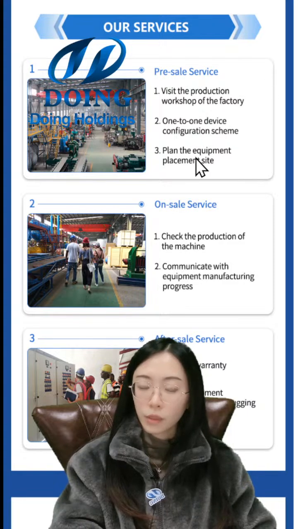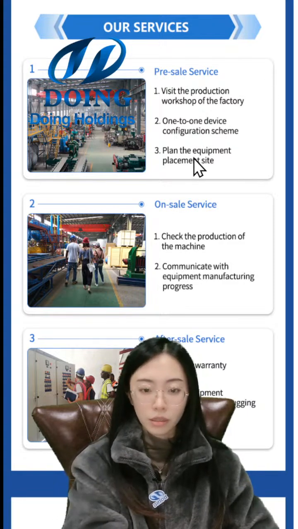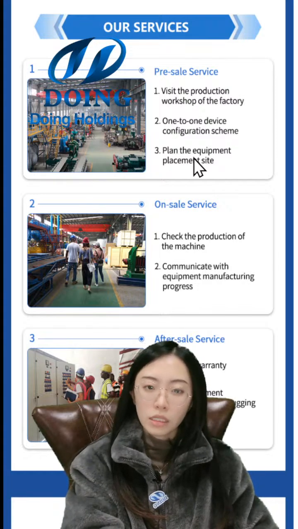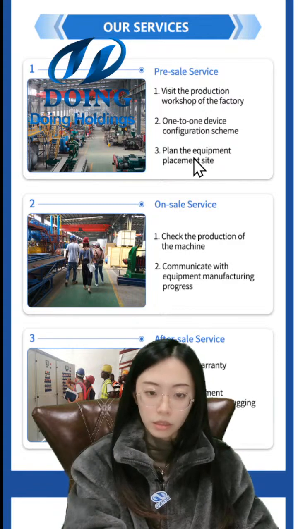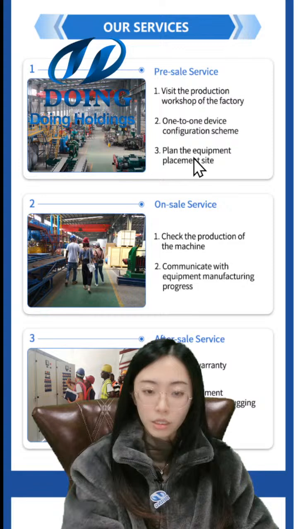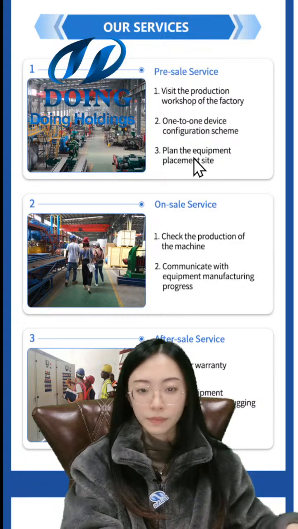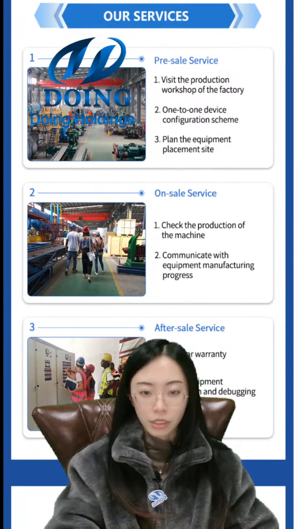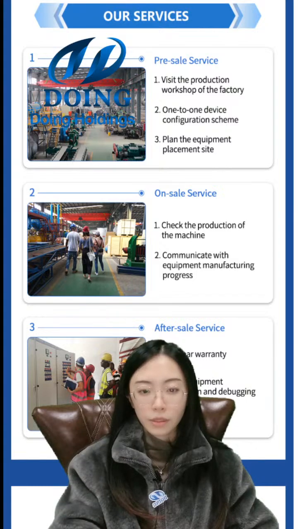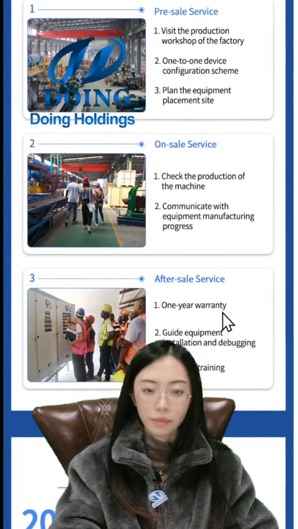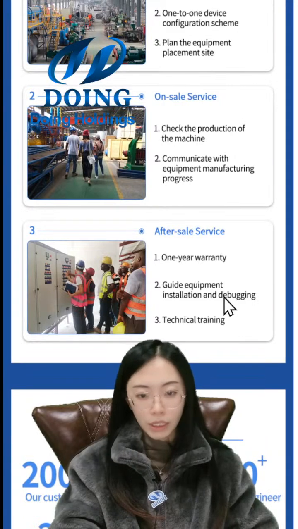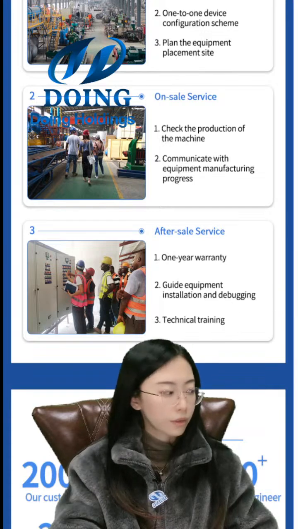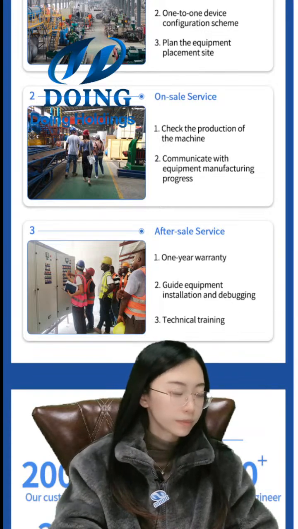And for the plan of the placement site, we have another engineering team to give you this service. You can send the view pictures of your workshop, and we can give you the placement site and underground site plan. For the on-site service, you can check the production on the machine and communicate with equipment manufacturing progress anytime. For after-sale service, we have a 1 year warranty, and guide equipment installation and debugging and technical training. This is also our after-sale service engineering team.